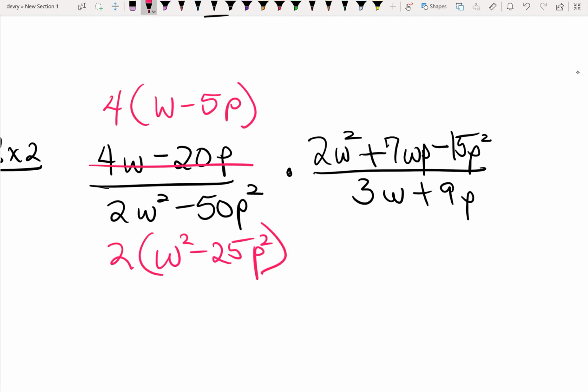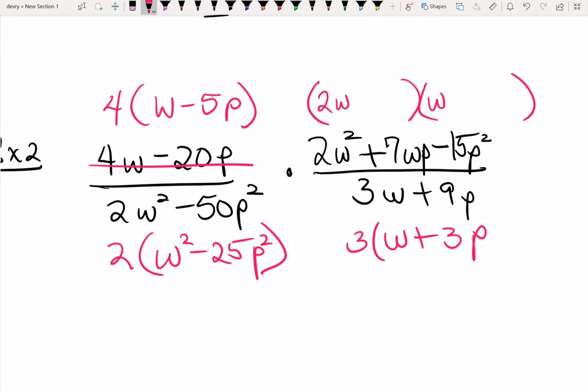Let me do the bottom one, which is super easy. If I take out the 3, I'm left with w plus 3p. And now I'll deal with this one. Let's see if we can factor this with trial and error. So if I would do 2w, obviously the w will be here. This is 15p, so since 2 times 15 is 30, I'm thinking that this will be a negative 3p, and this has to be a positive 5p. That would work.